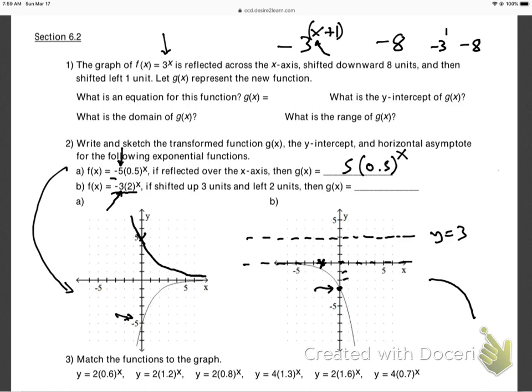You can pick some more points if you want to and move them up 3 and left 2, but actually, if I need to find the y-intercept, which I should have done, maybe I should do that first. Okay, so I'm not going to put the y-intercept on just yet because I need to find out what it is.